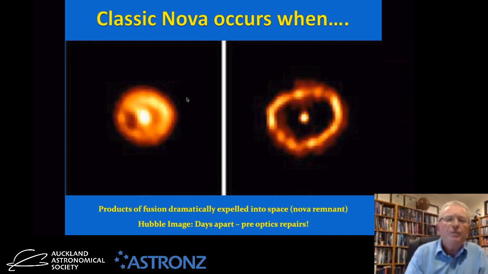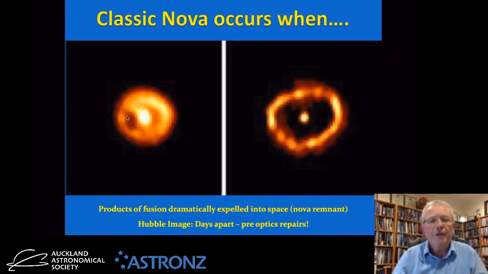And here's an image from the Hubble telescope. You can see it's getting hot here, and these images were taken pre-optics repair on the Hubble, so they look a bit blurry, but here is your white dwarf here. Your classic nova explosion has occurred, and you can see this outer layer, which was once a hydrogen layer, very thin and compressed on the white dwarf, is starting to spread out with the explosion. And that gives rise to what they call a classic nova.